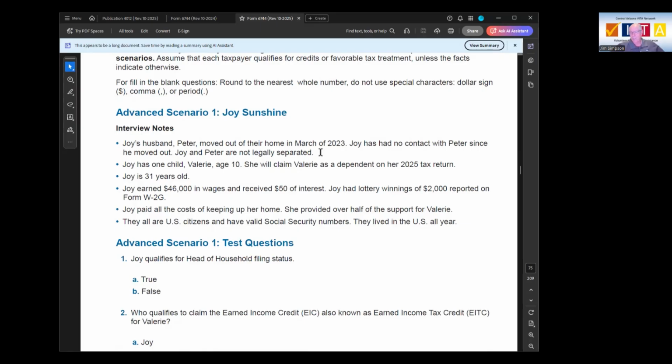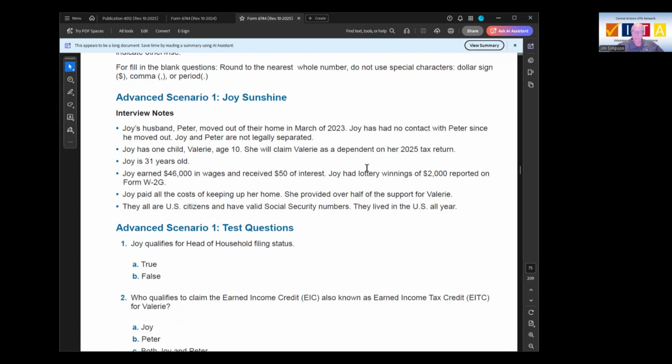And when it does, I'm going to go look at my 4012. In that section, remember there were those charts A, B, and C that talked about filing status. I would tell you to go look there. The second thing says Joy has 1 child, Valerie, age 10. She will claim Valerie as a dependent on her 2025 tax return. Okay, nothing we have to do with that.